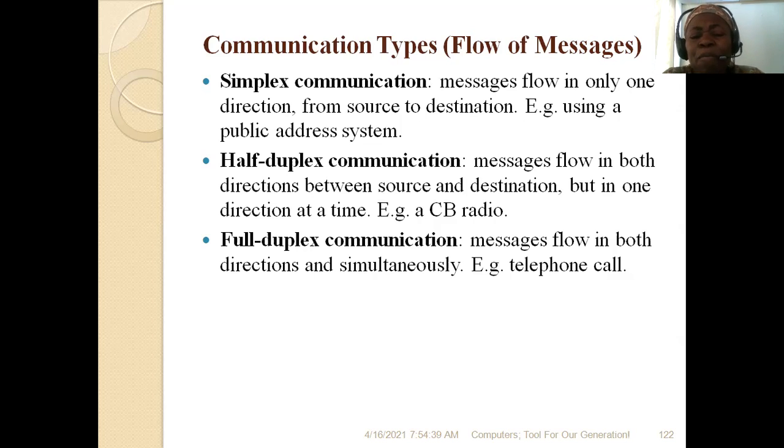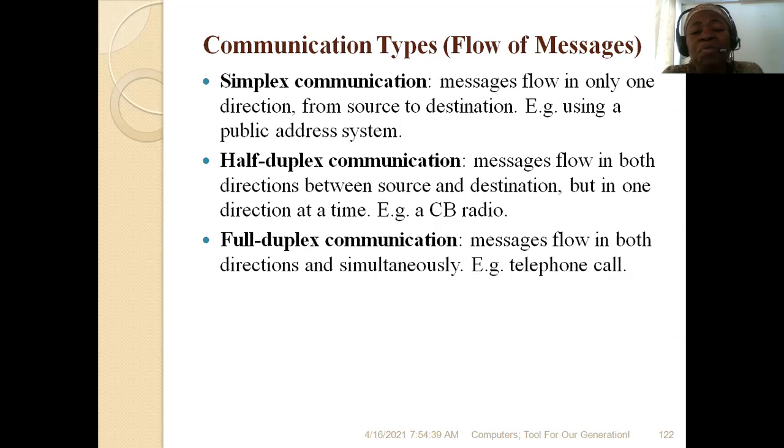Simplex communication allows messages to flow only in one direction, from source to destination. Like I'm the source of the message that you are receiving now, or that you will receive. So I am speaking, and all you will do is listen. That's simplex communication. For example, somebody using a public address system, the person holding the microphone talking to an audience. The audience simply listens. So it is a one-way, one-directional communication method.